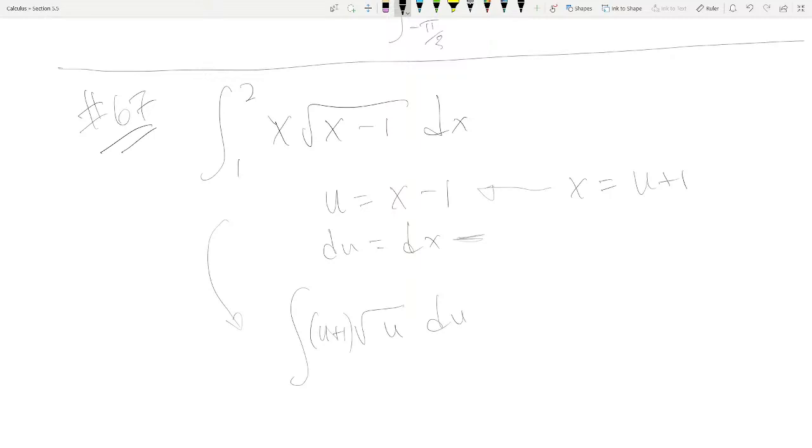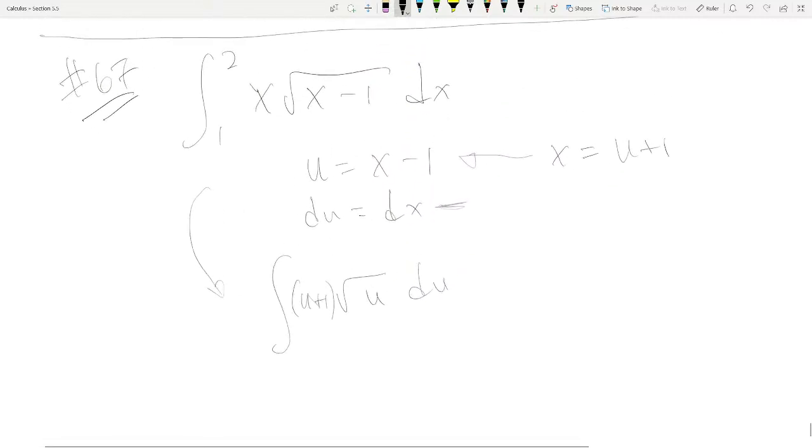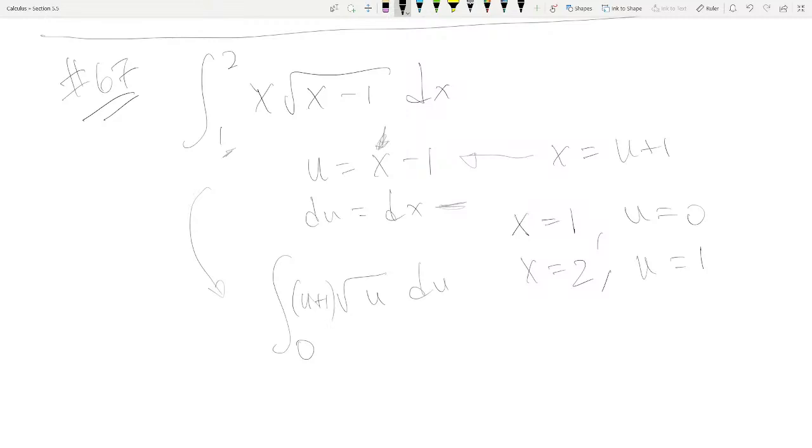Okay, now we have to put the bounds in. So when x equals 1, I'm going to plug it into this x, and I get u equals 0. Put that in for the lower bound for u. Then when x equals 2, I put it in for x right here, I get 2 minus 1, so u is 1. So those are my bounds.